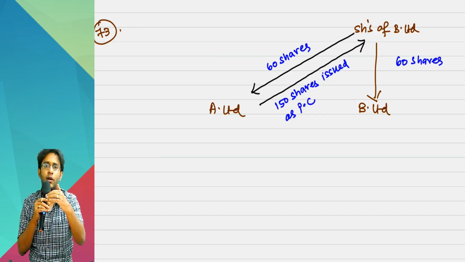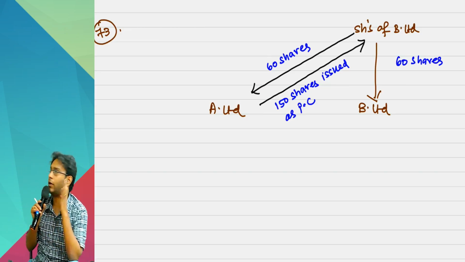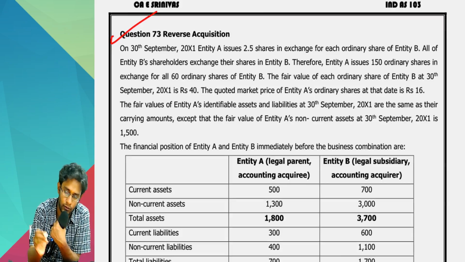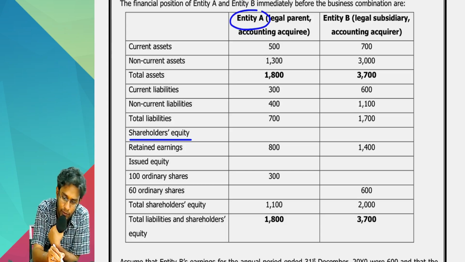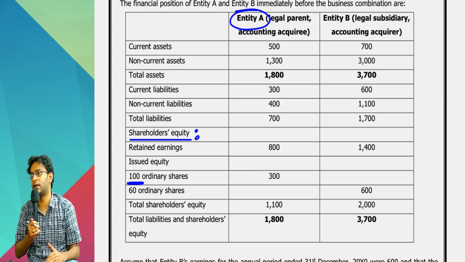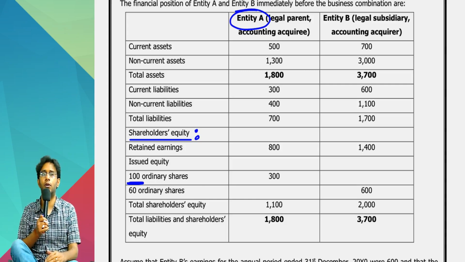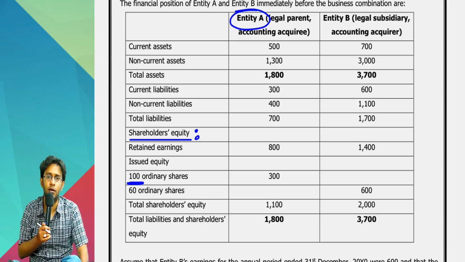The entry will be investment account debit to share capital. The reverse acquisition will not come out at this stage, but it comes out in the balance sheet. Come to shareholders' equity in A limited. They have only 100 shares. In my company already only 100 shares are there. Now as PC I issued 150 shares to somebody. So the total number of shares will be 250.